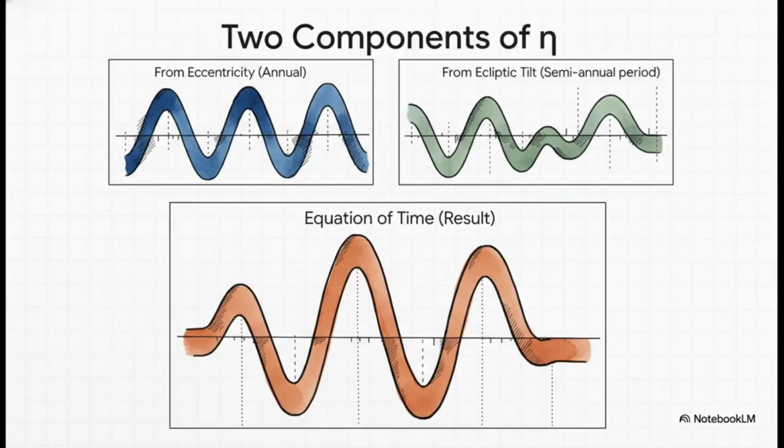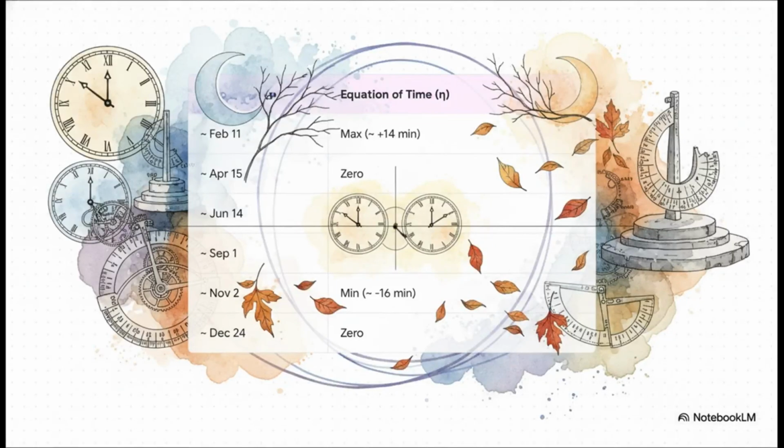Now, the final value of this equation is not a simple sine wave. It's actually a superposition of two separate waves. The first component, driven by the eccentricity of our orbit, has a period of 1 year. The second component, caused by the axial tilt, has a period of half a year. When you mathematically add these two distinct waves together, you get the more complex, asymmetrical curve that represents the equation of time.